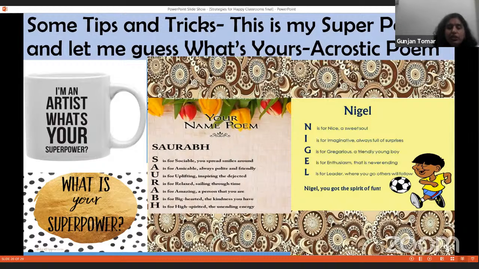And I had suggested we can make an acrostic poem. So this was a child, Saurabh, who had made this poem. I had taken this from the internet, just to show as an example. So Saurabh, how would you define your strength? And Saurabh has defined it for Nigel also. So that can be in the form of an acrostic poem.